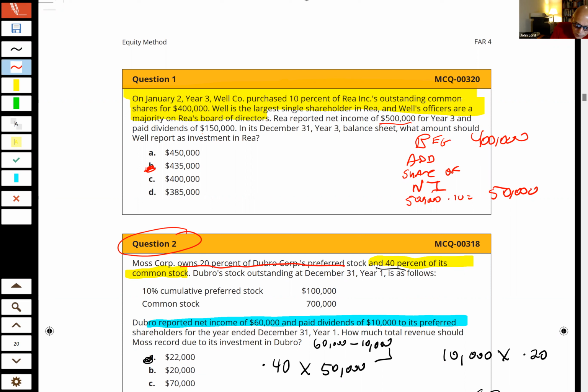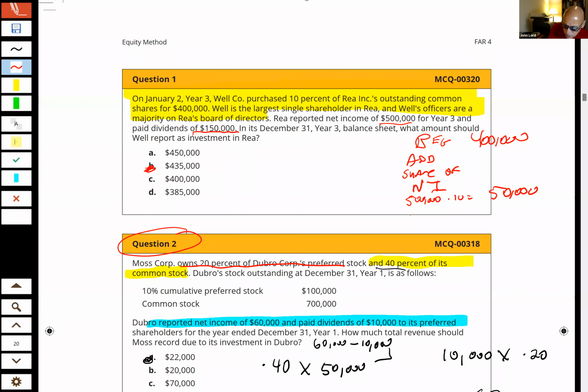And then there was a dividend of what? Of 150. So of the total dividend of 150, I subtract the dividend. It says dividend of 150 times the 10%, that's 15,000. That gives me the correct answer here, the 435. Question?